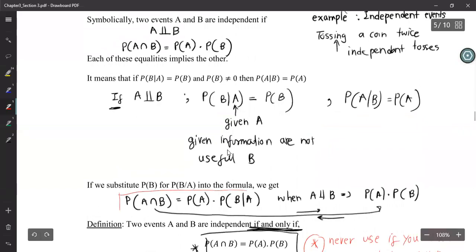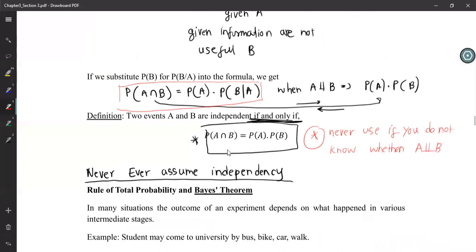Otherwise you have to go with this one, because if A and B are independent, automatically this conditional probability will be PB, and you will automatically get this definition. So if they are independent, in your multiplication rule, the conditional probability will become PB, and you will get this red star equation. But if you do not know whether they are independent or not, never use this red star equation. You have to go for the original one.